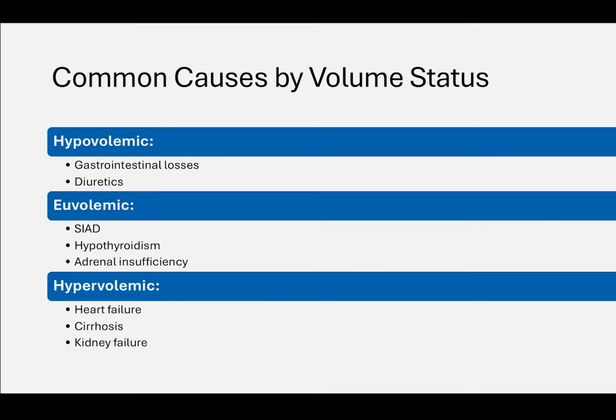Classifying causes by volume status allows for a systematic approach. SIADH is the most common cause of euvolemic hyponatremia, while heart failure and cirrhosis dominate hypervolemic states. Each category reflects different pathophysiologic mechanisms driving ADH release.